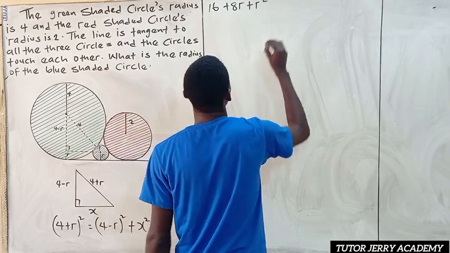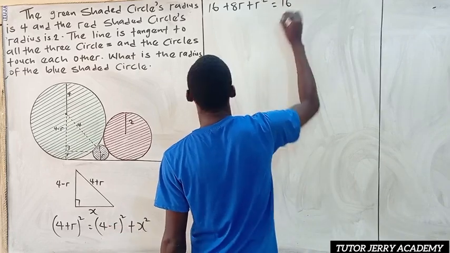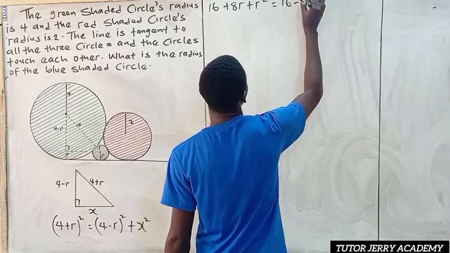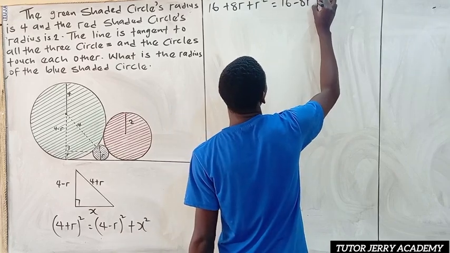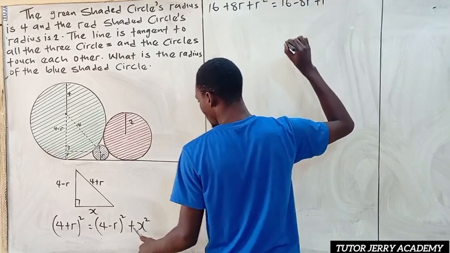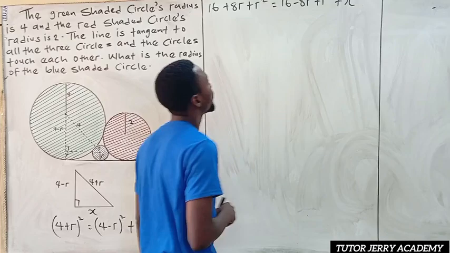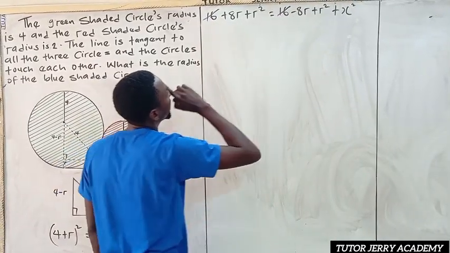All right. So this will be equal to, if you put your square on 4 here, you are going to have 16. 4 times this multiplied by 2, that is minus 8R. If you put your square on negative R, you are going to have positive R squared. Then plus X squared. All right. So if you look at this critically, 16 will cancel out 16.